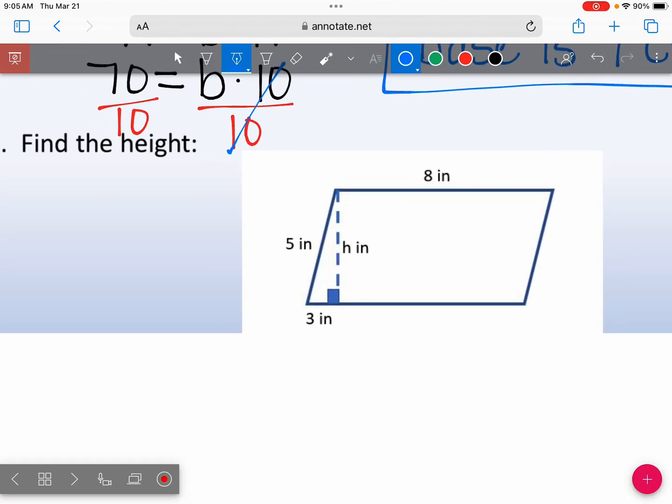Okay. So let's look at question number 2. Number 2 is asking us to find the height. Whenever you're asked to find height, I want you to write Pythagorean theorem. C squared equals A squared plus B squared. That's how you find the height. Go ahead and write that formula.